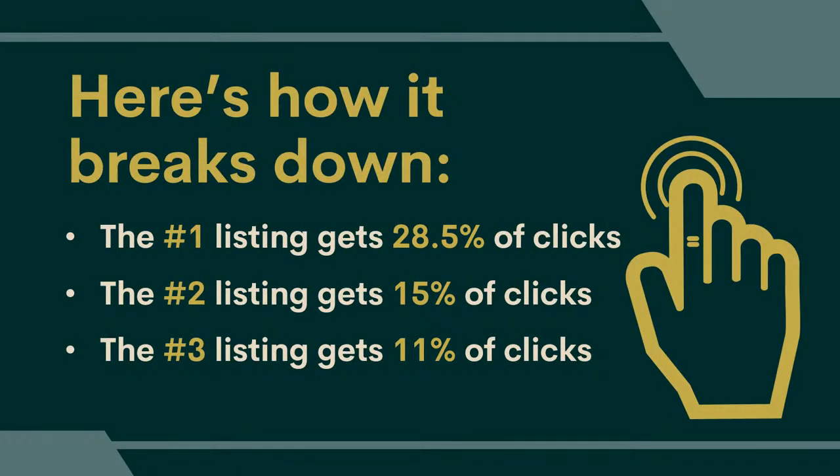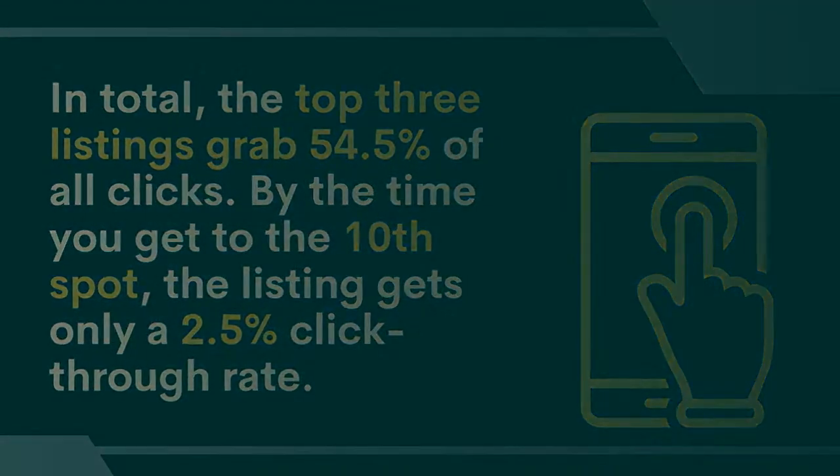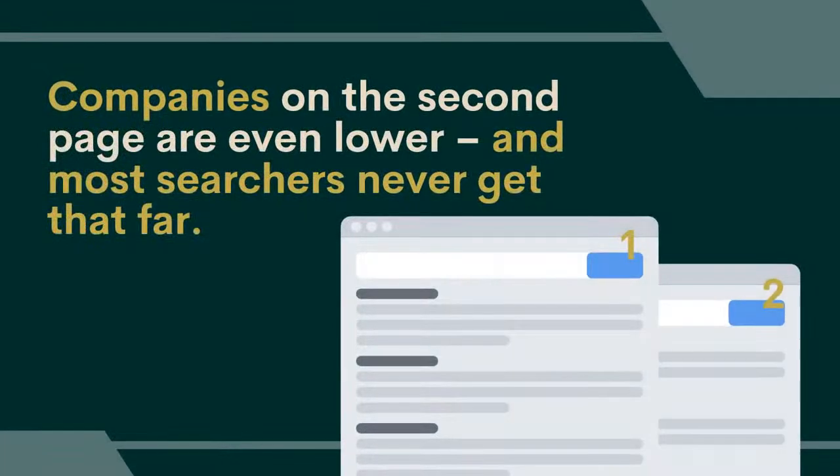Here's how it breaks down. The number 1 listing gets 28.5% of clicks. The number 2 listing gets 15% of clicks. The number 3 listing gets 11% of clicks. In total, the top 3 listings grab 54.5% of all clicks. By the time you get to the 10th spot, the listing gets only a 2.5% click-through rate. Companies on the second page or even lower are rarely seen, and most searchers never get that far.